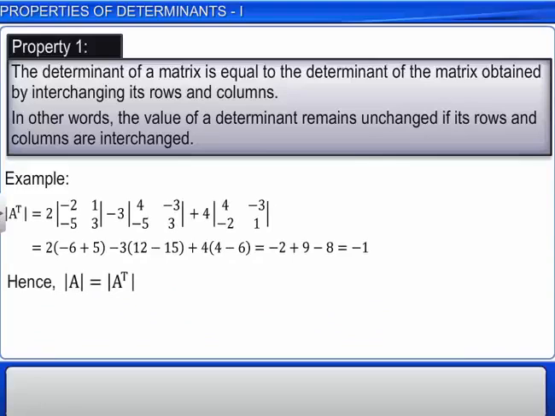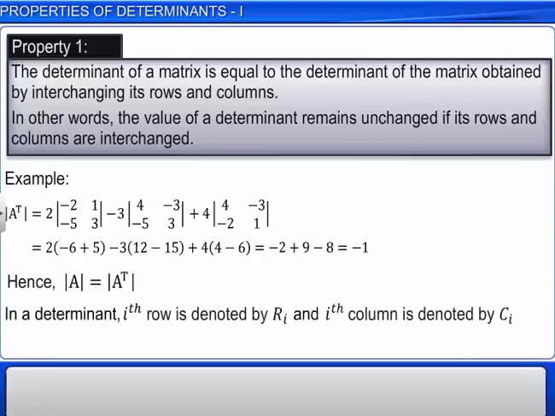In a determinant, the ith row is denoted by R with subscript i. Similarly, the ith column is denoted by C with subscript i. Mathematically, an interchange of the rows and columns in a matrix is denoted as shown.